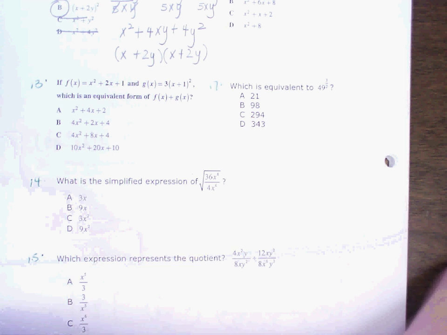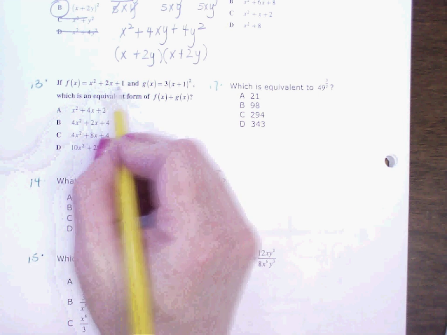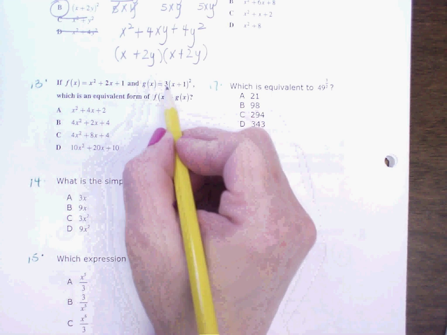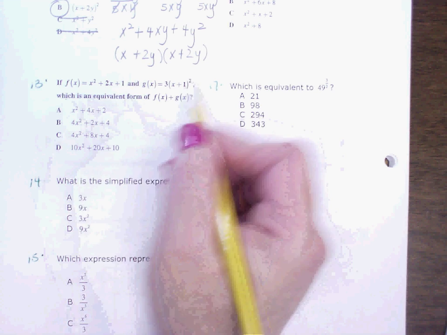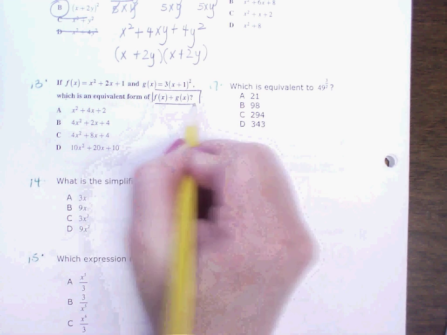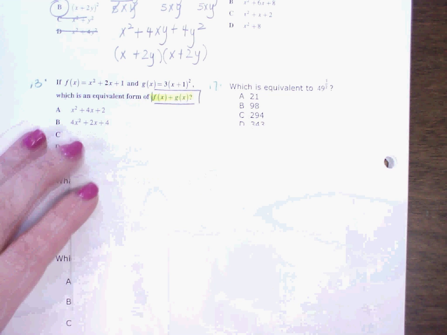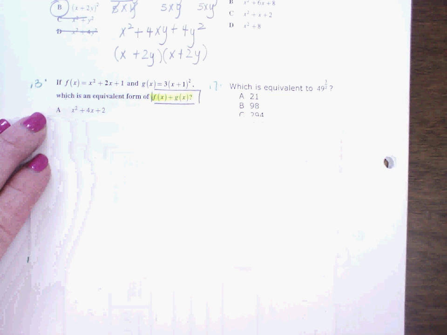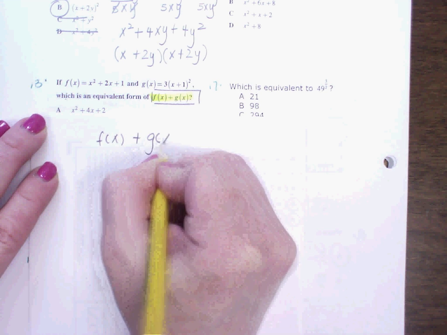Alright, let's go to 13. How do we do something like 13? F of x equals x squared plus 2x plus 1, and g of x equals 3x plus 1, all of that squared. Which is the equivalent form of f of x plus g of x? So what do I need to do over here? I need to do f of x plus g of x.